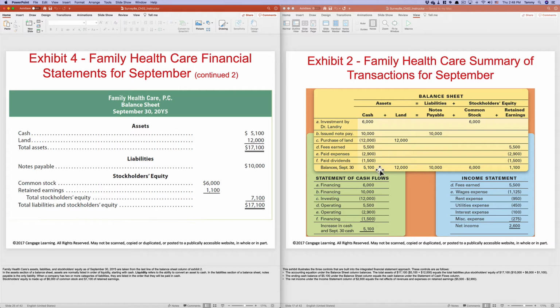Okay, we don't have to say every single transaction here. What matters in a balance sheet is a snapshot. So at the end of the day, on September 30th, she's got $5,100 in cash. Doesn't matter on a balance sheet how that cash was derived.